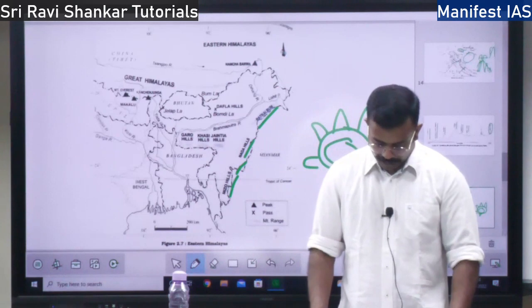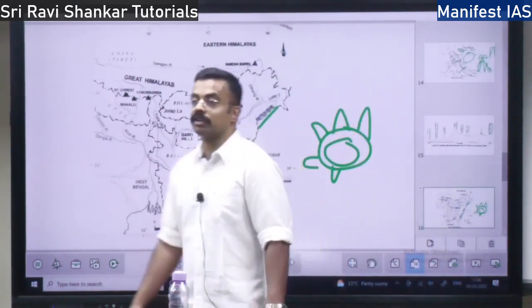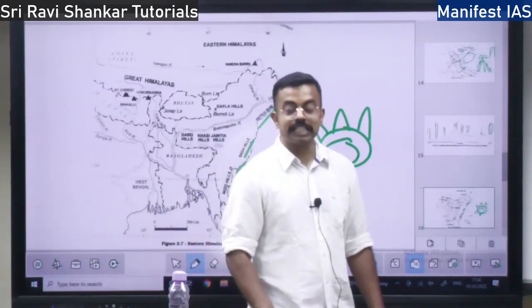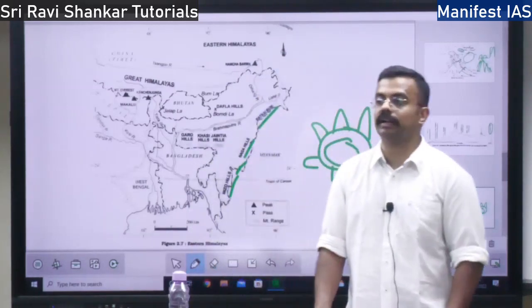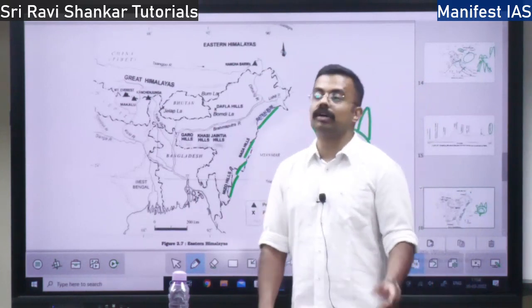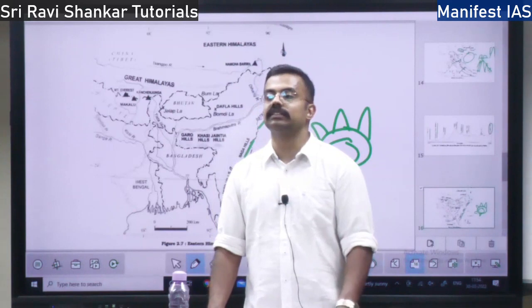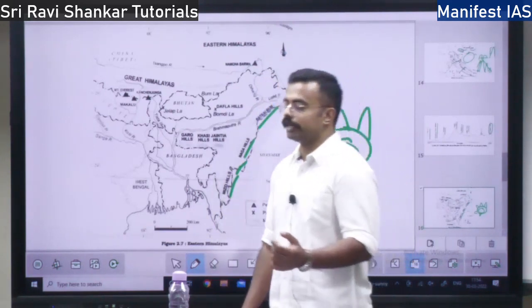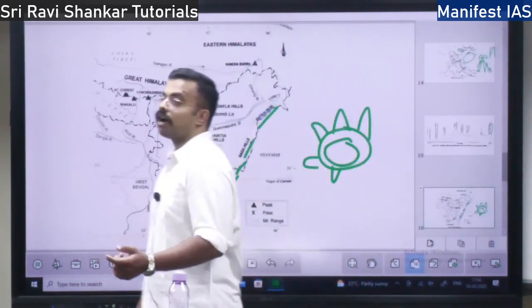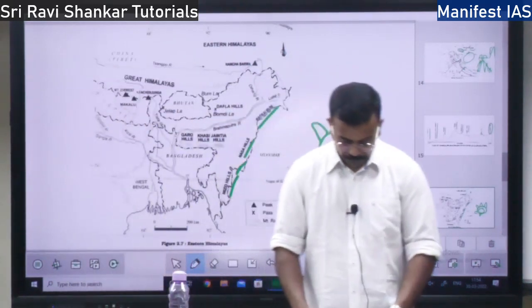So next you will see Mizoram. What is Mizoram called as? Mizoram is called the molasses basin. This is very, very important. Why? Because there are soft, unconsolidated deposits. Mountain deposits are there, which are soft and not consolidated, right?